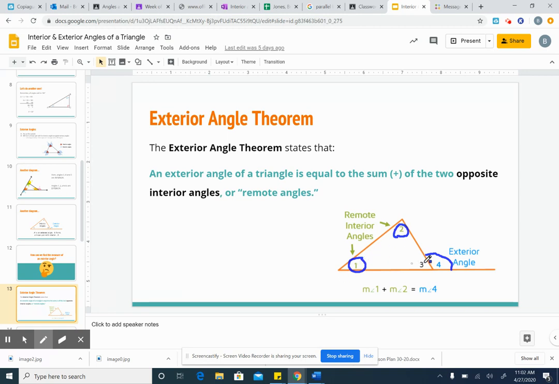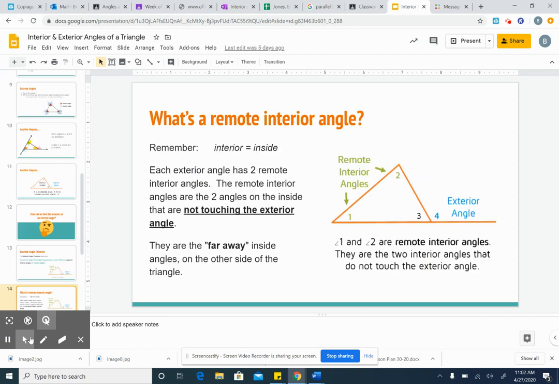They're the two angles that are the furthest away. Okay? They're far away. We call them remote. Let's look at another picture. So again, remember that interior equals inside. So each exterior angle, right here, I'm circling it, number 4, will have two remote interior angles. Okay, so the two remote interior angles, one is here, and one is here. The remote interior angles do not touch the exterior angle. Okay, they're far away.